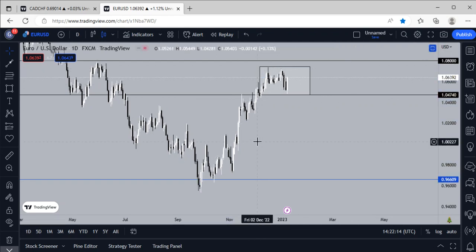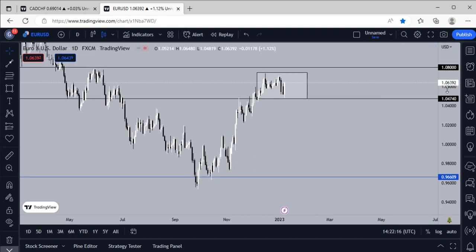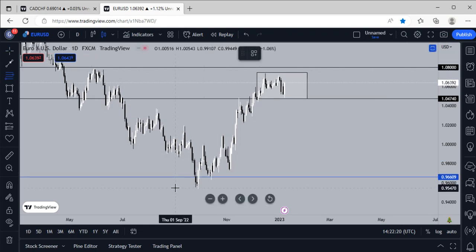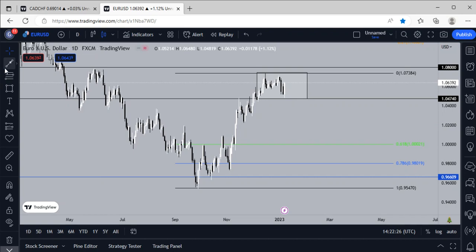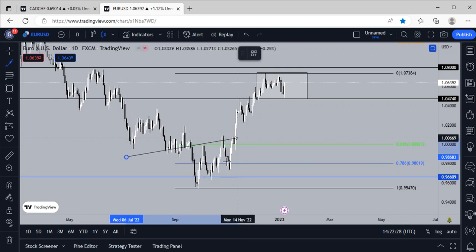So what I want to do is catch my next retracement level, and I'll be using Fibonacci for that. Where is my next retracement most likely to be? My next retracement is most likely to be in this area.